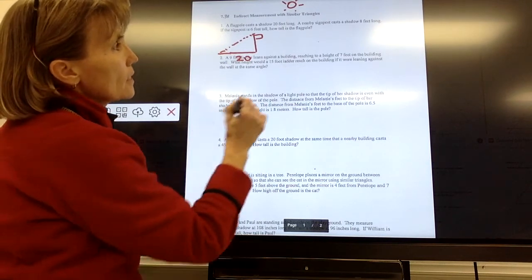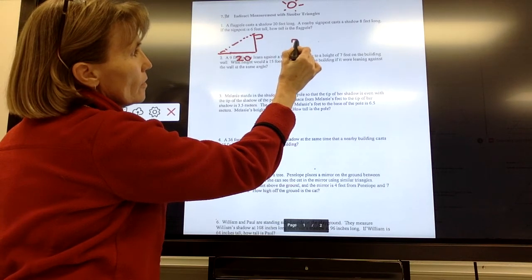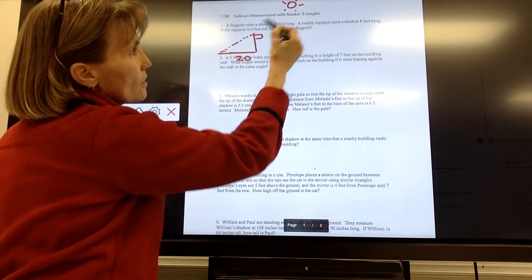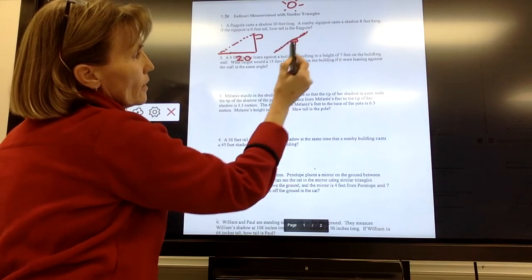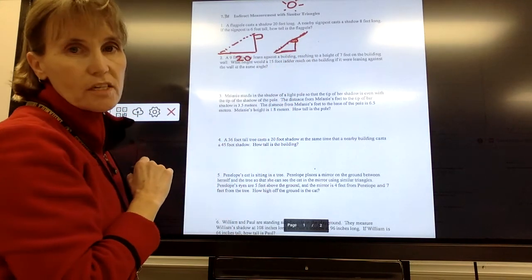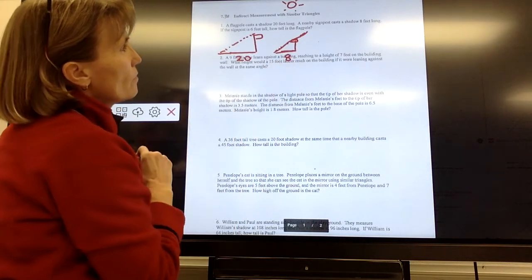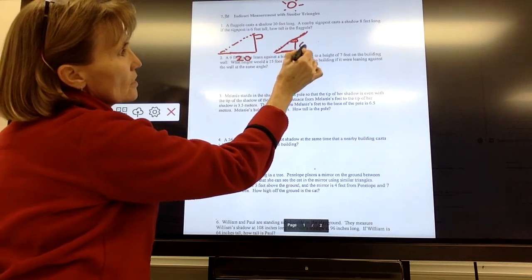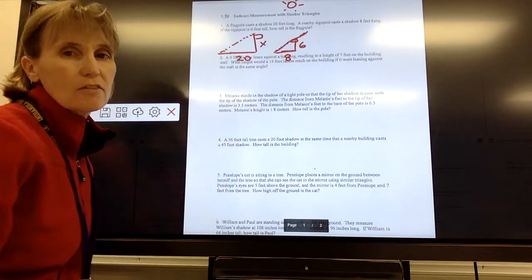A nearby signpost. So here's a signpost. Got a little sign on this. And the sun is going to hit at the same angle, okay, and it's going to create a shadow where the sign is at as well. And it's going to cast a shadow that's 8 feet long. It says if the signpost is 6 feet tall, so here's the sign again, it's 6 feet tall, they want to know how tall is the flagpole.